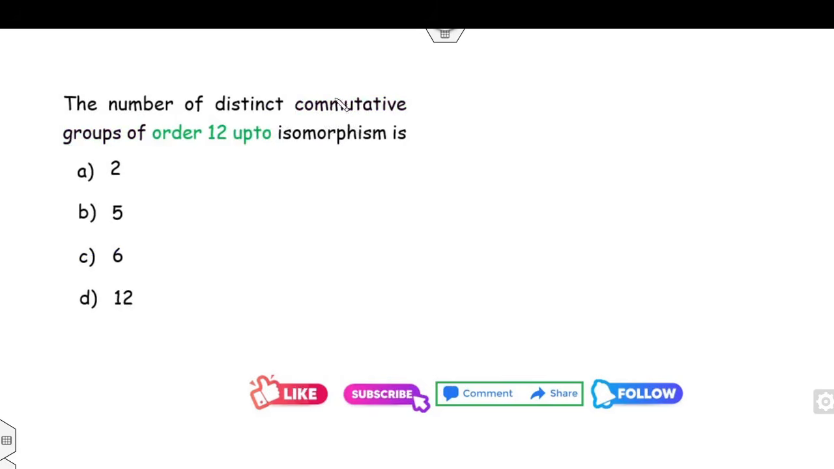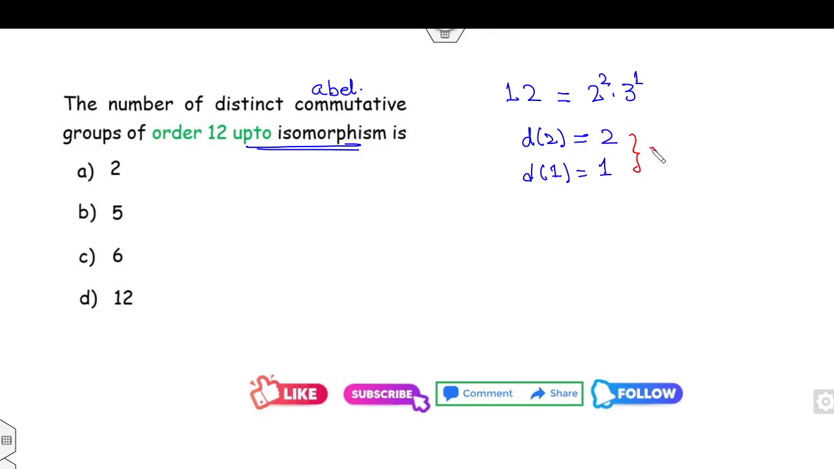How many distinct abelian groups of order 12, up to isomorphism? I can write 12 as 4 into 3. Fine. So the partition of 2 will be 2. Partition of 1 is 1. So what is the product of this? 2 into 1 is 2, the right answer. Make sure I have denoted D as my partitions.